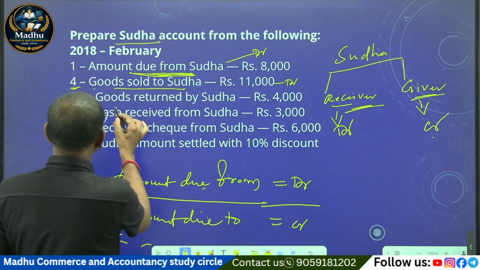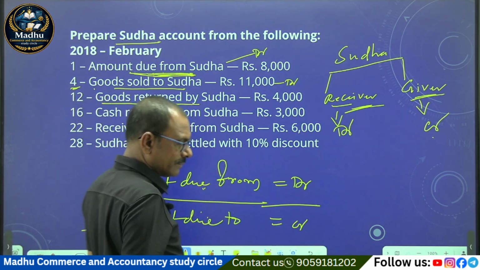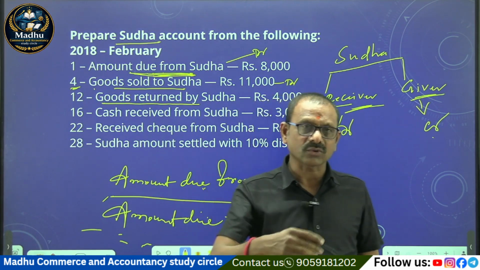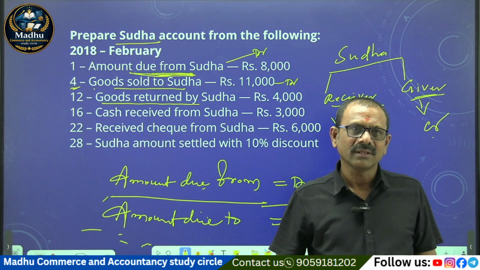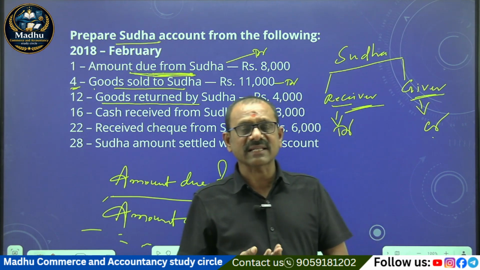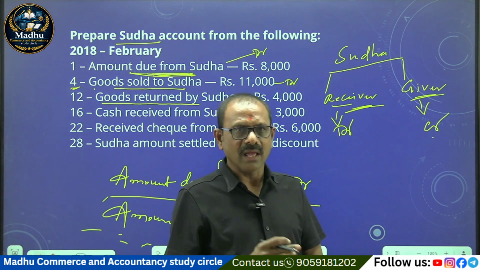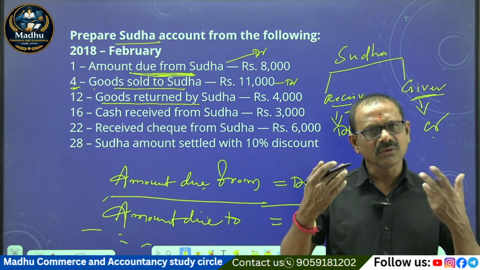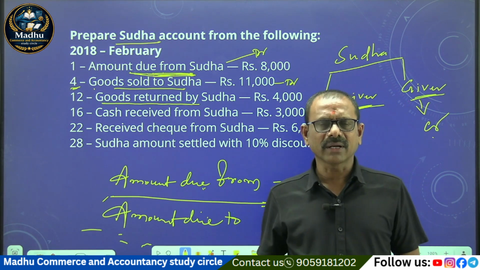Next, goods returned by Sudha. Goods returned by Sudha. We got goods returned from Sudha. She is not satisfied with the goods which are sold by us.